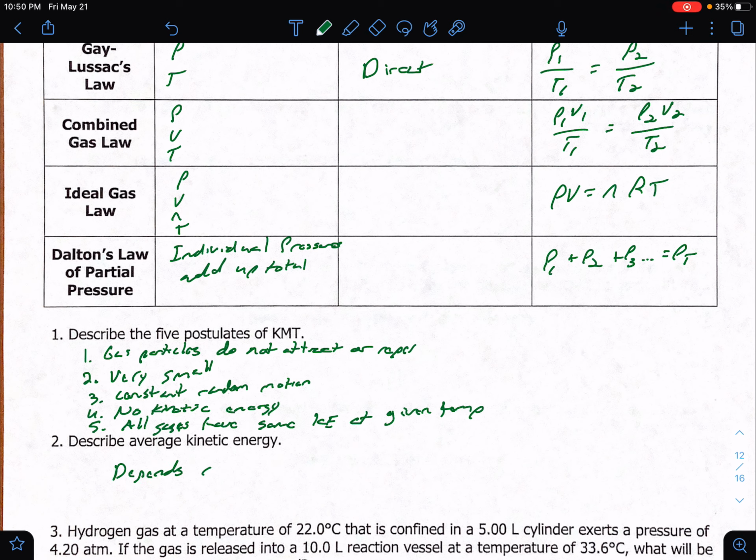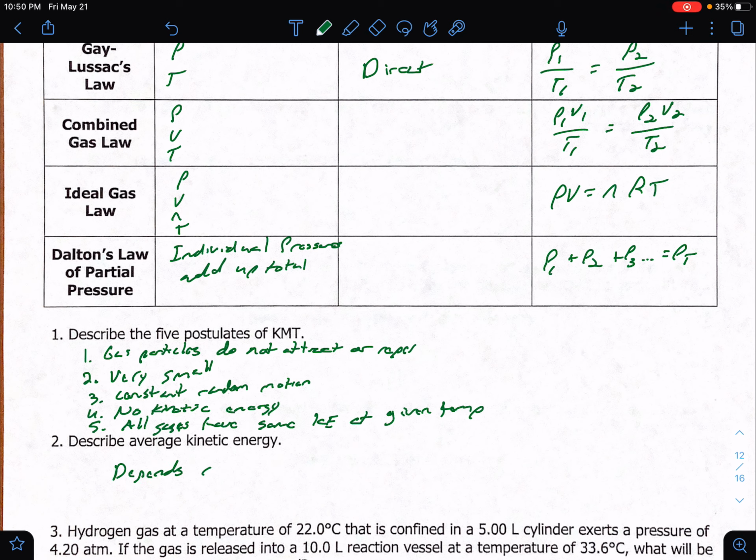One is if you see temperatures in Celsius, you have to convert those to Kelvin, so remember that. So if you want Kelvin, Kelvin equals Celsius plus 273. Okay, so we'll convert those here in just a second. So I have temperature, I have volume, a 5.0 liter cylinder, and a pressure of 4.20 atm. Okay, so this is pressure, volume, and temperature, so this is going to be your combined gas law.